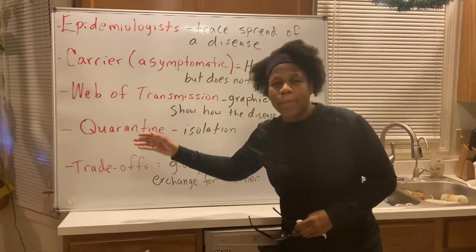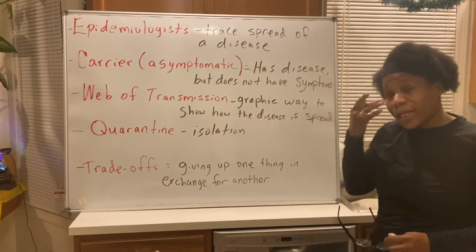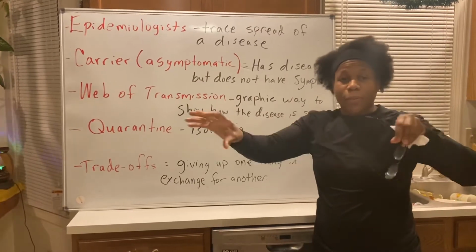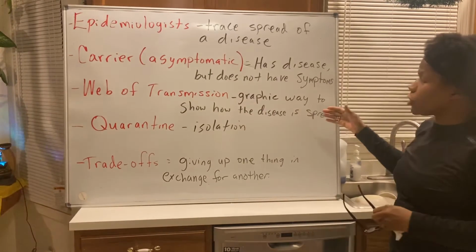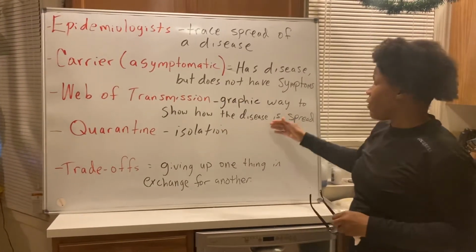And then the web of transmission is kind of like a spider web. It can go different places, right? Different ways. So it is a graphic way to show or to illustrate how the disease is spread.